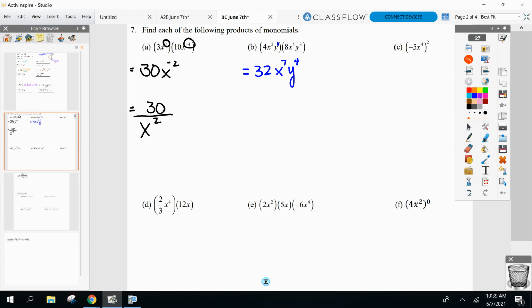Zach, what's the exponent outside the parenthesis? 2. Okay, so I'm going to take the 2, Zach, and I'm going to raise -5 to it. -5 squared. What do you got? -25. Oh, my heart. Square a negative number, Zach. Negative times a negative.